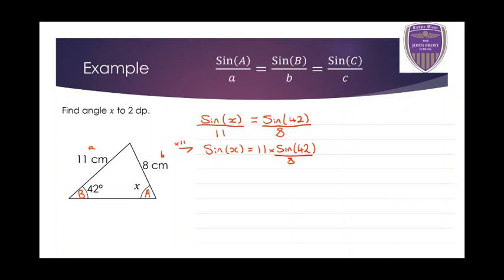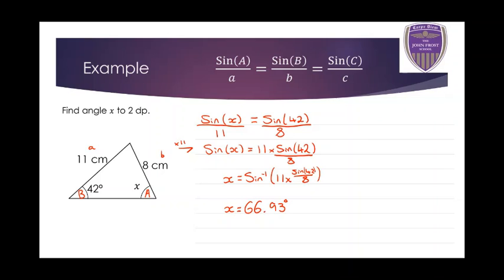And remember, now the final step, we've got sine of x equals this. The final step is to do the inverse of sine, but we don't solve for what is on the other side of the equation. We don't solve 11 times sine 42 over 8. We have to make sure we write inverse sine, and in the brackets, we write 11 times sine 42 over 8. And that will make sure you've got the correct answer. If you press equals on the calculator, you should get 66.93 degrees. So that's our final answer for x.